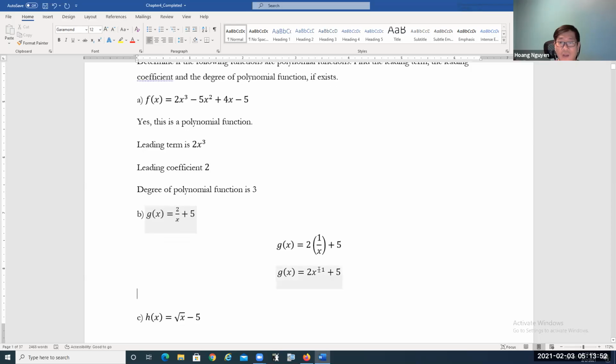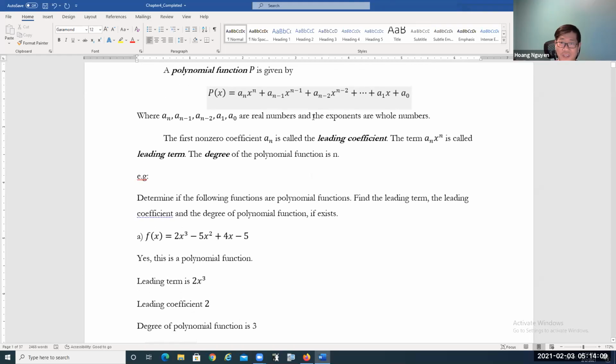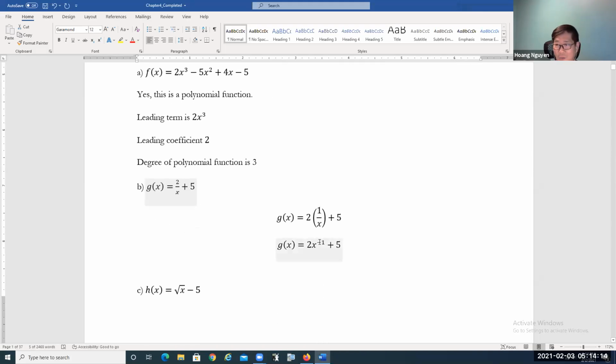Now let's take a look at the power n. In this case, we have 2 times x to the power negative 1. Is negative 1 a whole number? No, negative 1 is not a whole number. It is an integer, so it violates the definition. The exponent must be a whole number. In this case, the exponent is negative 1, which is not a whole number. So no, this is not a polynomial function.